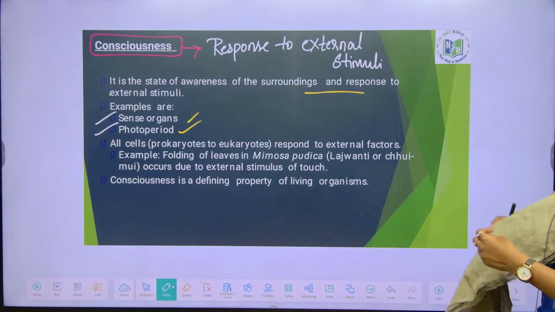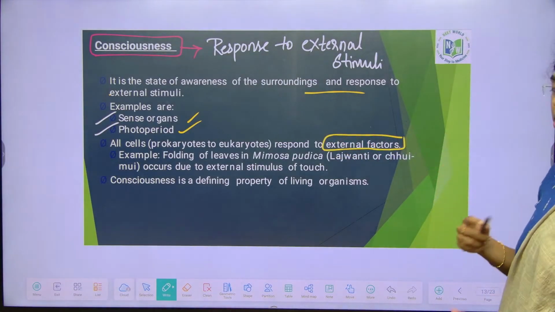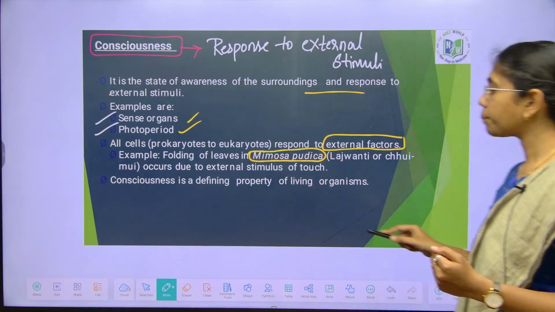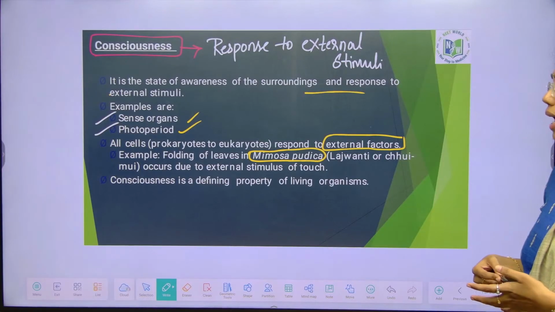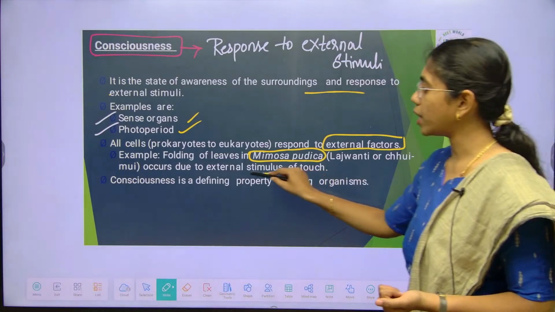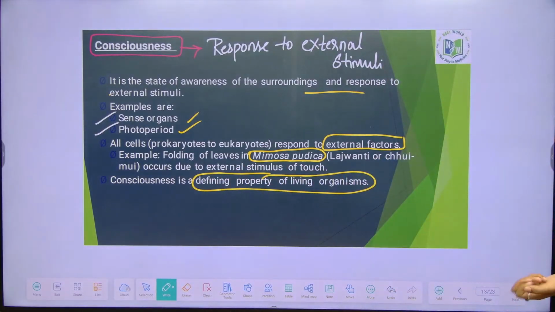All cells, prokaryotic or eukaryotic, will respond to the external factors. For example, folding of leaves is seen in Mimosa pudica. This occurs due to the external stimulus of touch. Consciousness is again a defining property of all living organisms.